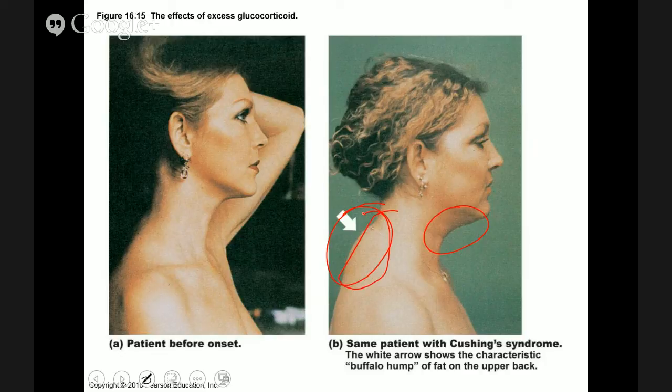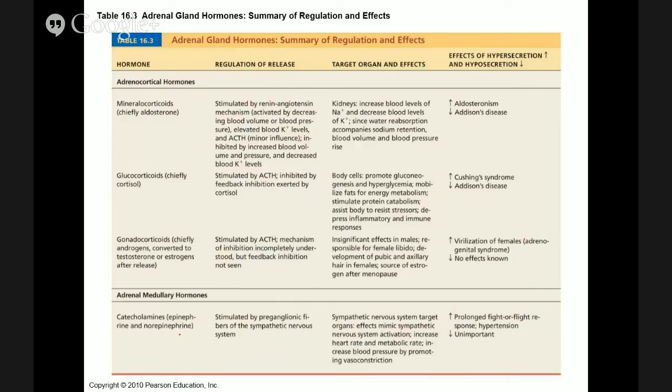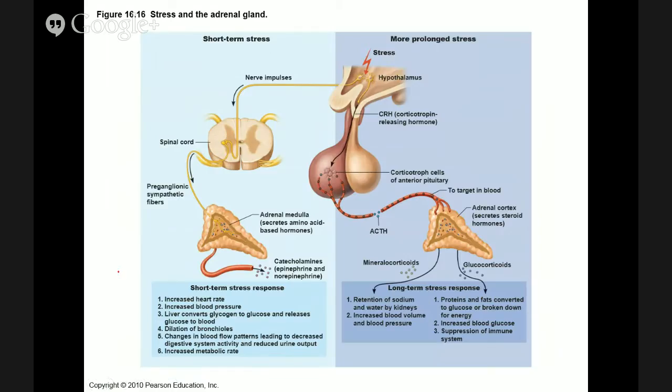The opposite of this is obviously an underabundance, underproduction of the glucocorticoids, and that's something called Addison's disease. So those are kind of like the yin and the yang of the glucocorticoid secretion. So again, in this table, nice table, gives you the adrenal gland hormones, summarizes their effects and how we regulate them. So if you need that, here's what I was hoping to show you before, which is the stress response.